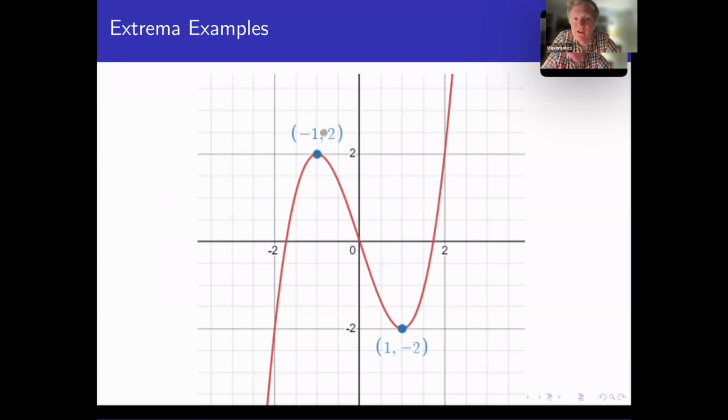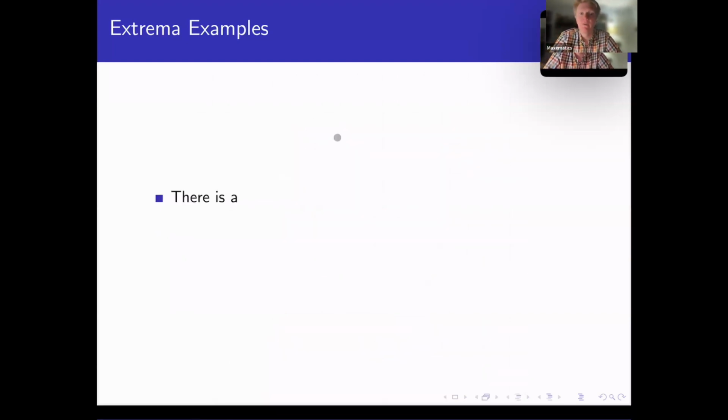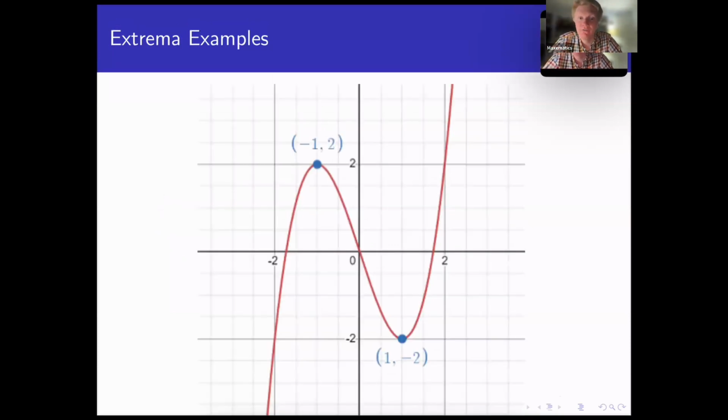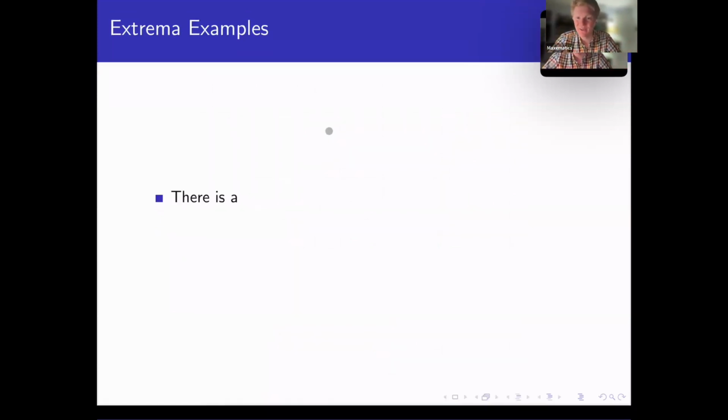Notice at the points right around it, there's nothing bigger than it. So this is a maximum. There is a maximum at x equals -1 with a value of 2. Finally, we're using the y values. There's a maximum at x equals -1 with a value of 2.